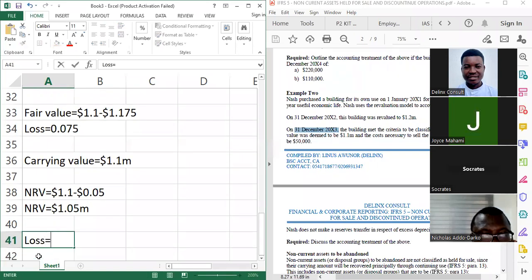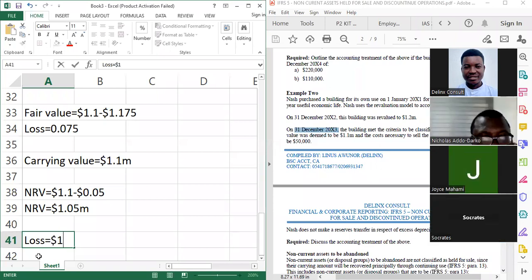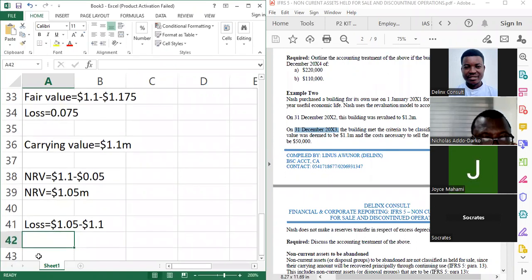So there will be a loss of 1.05 minus 1.1. So what is the difference? $50,000. That will give us 0.05.